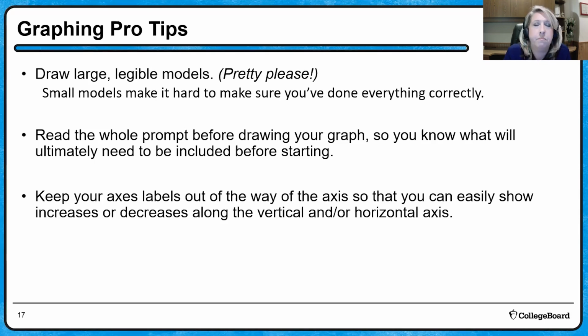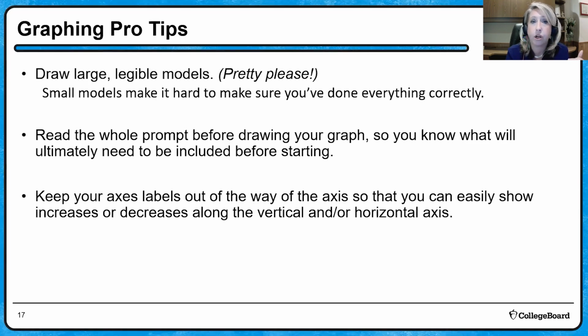And then finally, my last tip is keep your axes labels out of the way. And so you'll see in the way that I've produced the graphs for this video, my axes labels are always either up to the top and to the left for the vertical axis or down and to the right for the horizontal axis, because I want to keep my axes clear to show my points of interest. All right, so these are my graphing pro tips.